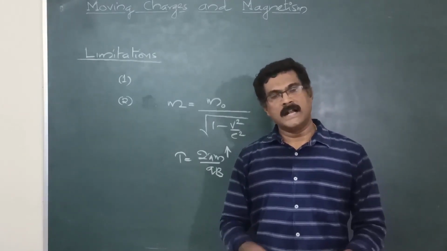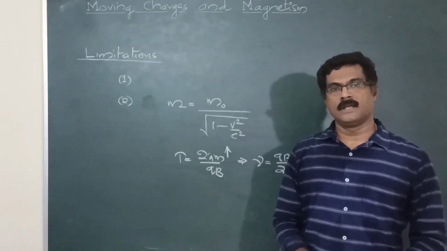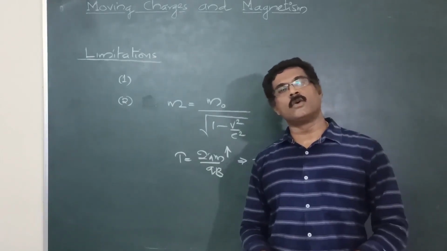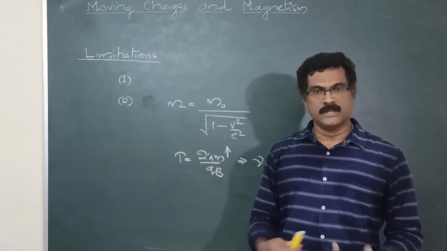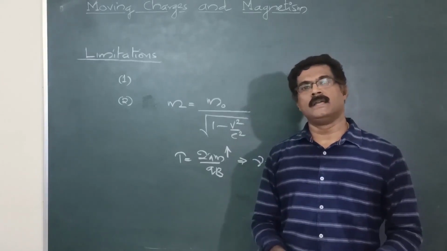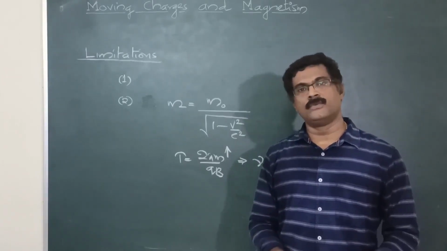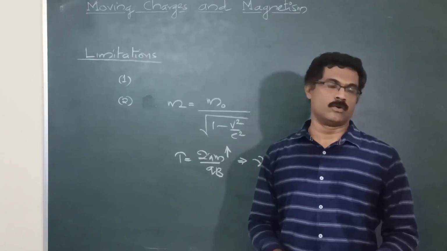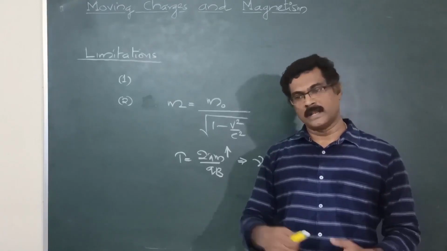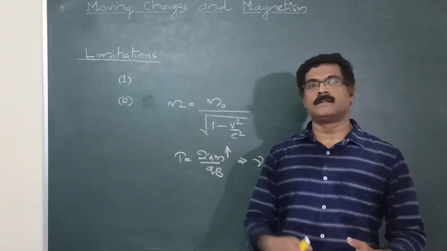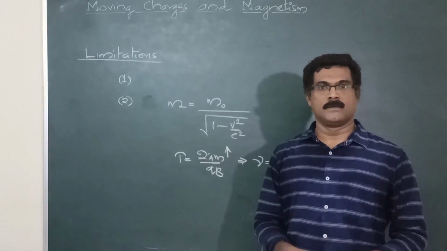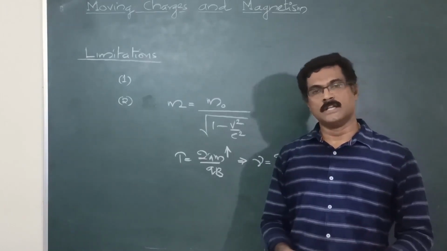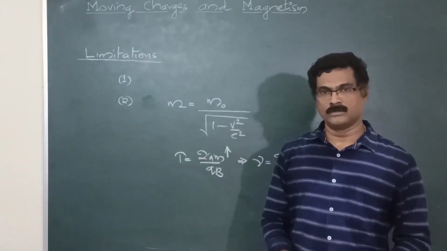Okay, this defect is overcome in the synchrotron by adjusting the magnetic field, and in the case of the synchrocyclotron, this defect is adjusted by changing the frequency of the high frequency oscillator used in the cyclotron. So you can eliminate this limitation by using a synchrotron or synchrocyclotron.